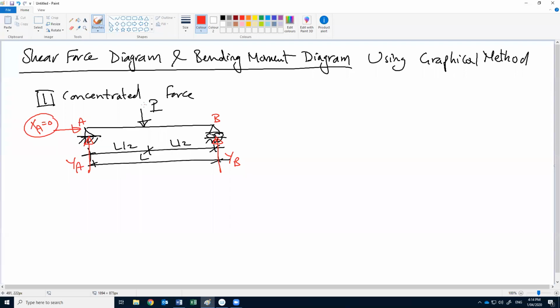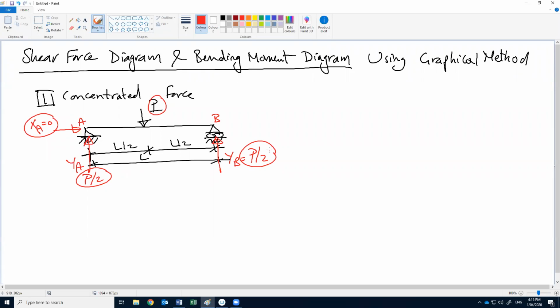Okay, and as we have the force P in the middle, half should go to the right support and half to the left support. So YA will be the force P divided by 2, and the other Y will be the force P divided by 2. Okay, this is our first step, the reactions.